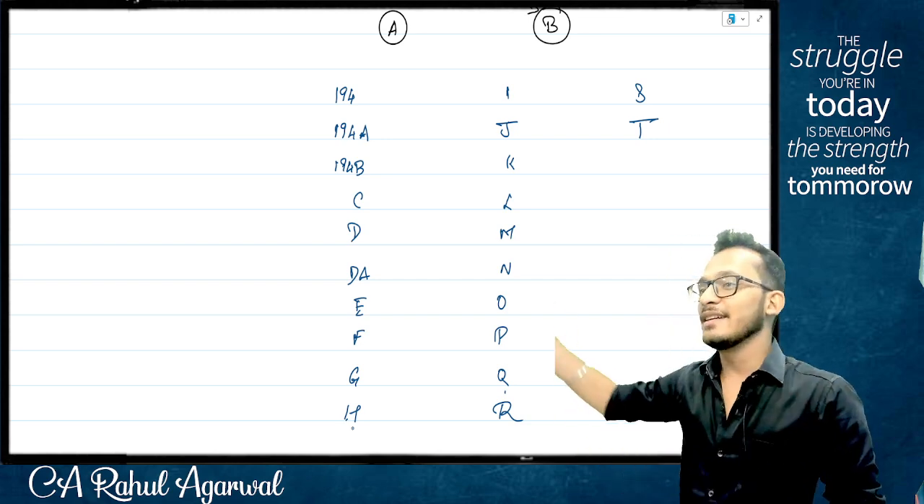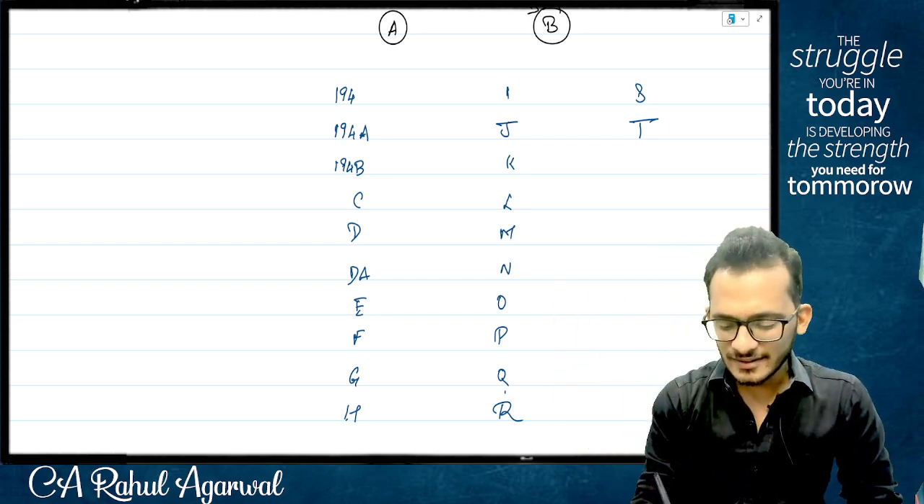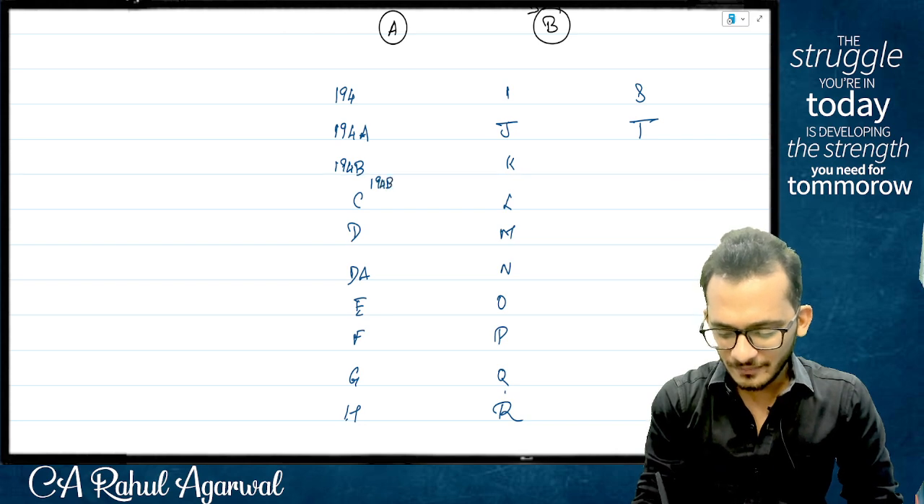In case you're thinking this is all it is, it is not. Inside B there is something called 194BB. Then 194BBA.